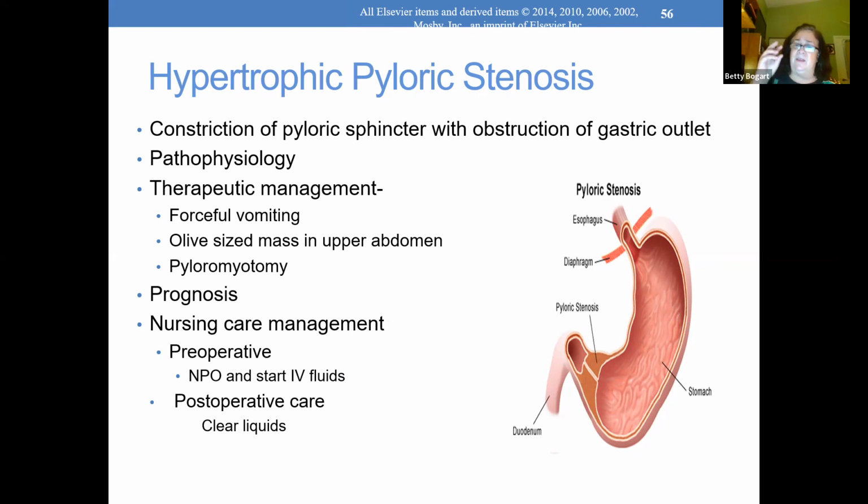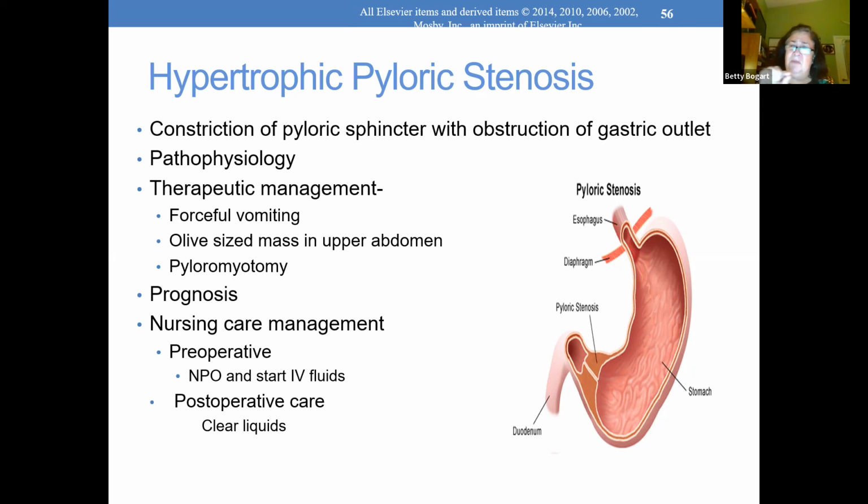What happens at the base of the stomach, at the pyloric sphincter, it becomes thickened and muscular. And stenosis means a narrowed opening. So food can't get down. So that belly all fills up until it can't go anymore. And then the kid violently vomits across the room. And it's impressive. It's really impressive when you see this little baby vomiting like that.